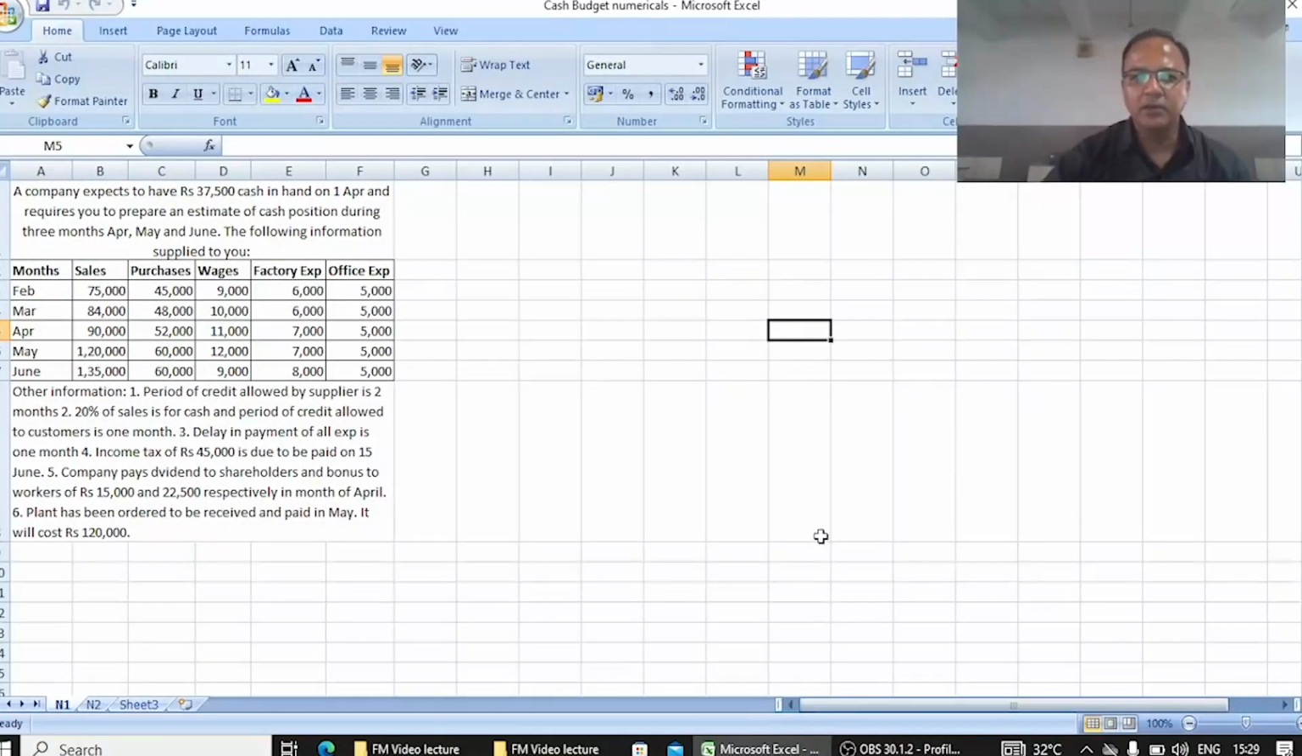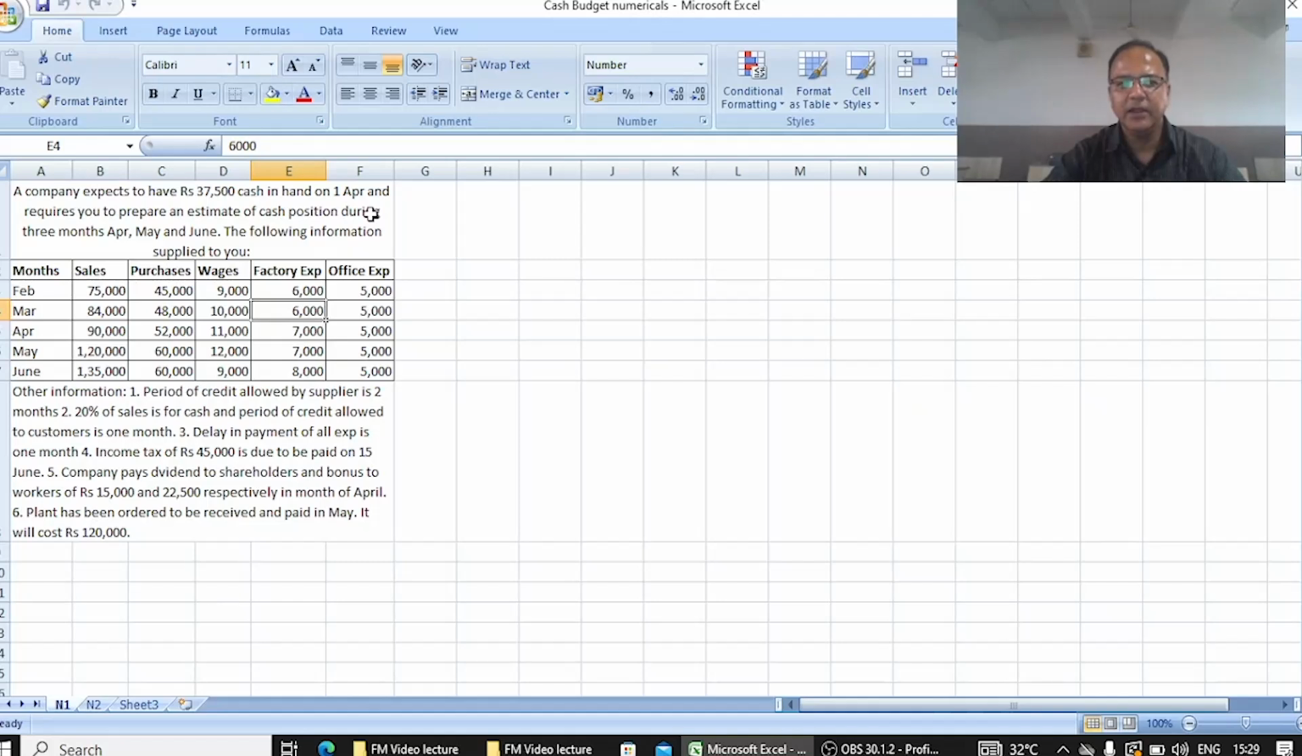Let's do some numerical on cash management. In the last session, I explained all the theoretical part of cash management. Now let's do it. This is a numerical problem given to you. A company expects to have rupees 37,500 cash in hand on 1st April and requires you to prepare an estimate of cash position during 3 months, April, May, and June.